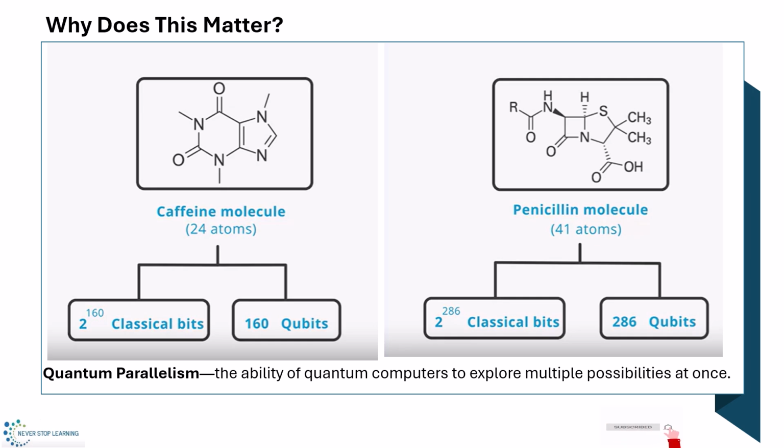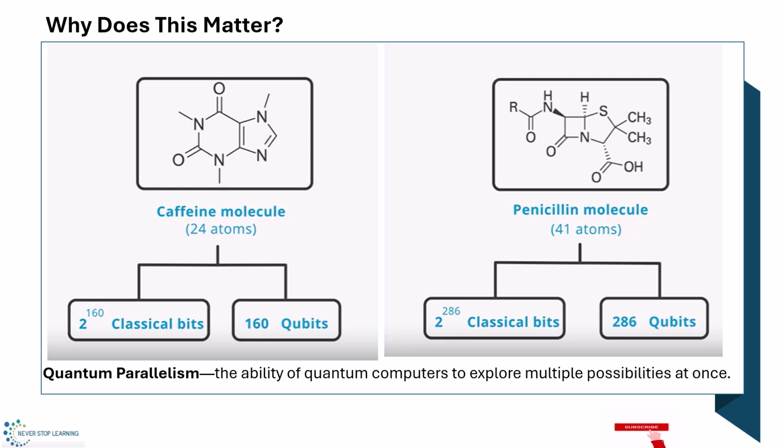Here is an example that illustrates the difference. Imagine we are trying to simulate a complex molecule like the caffeine molecule. It has 24 atoms. To represent all the quantum states of this molecule, a classical computer would require an astronomical number of bits, 2 raised to the power 160, which is an unimaginably large number. On the other hand, a quantum computer could do this task with just 160 qubits.